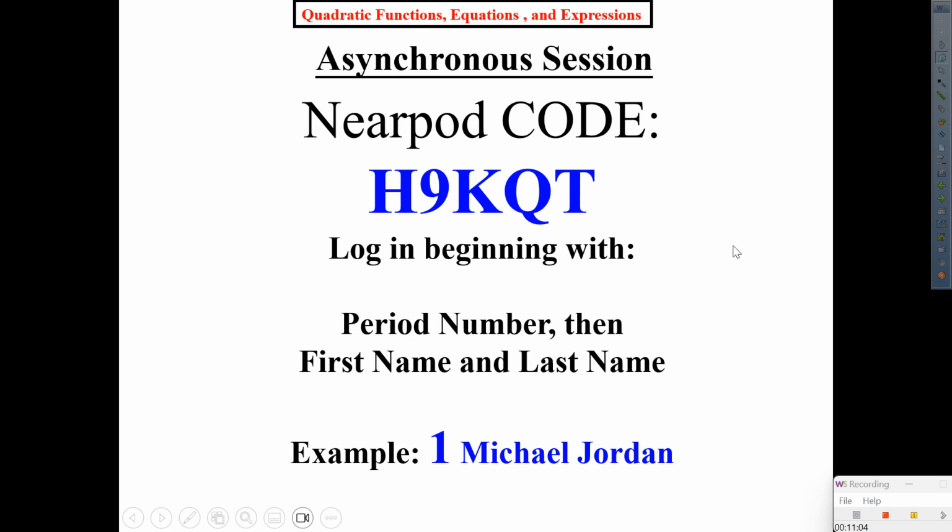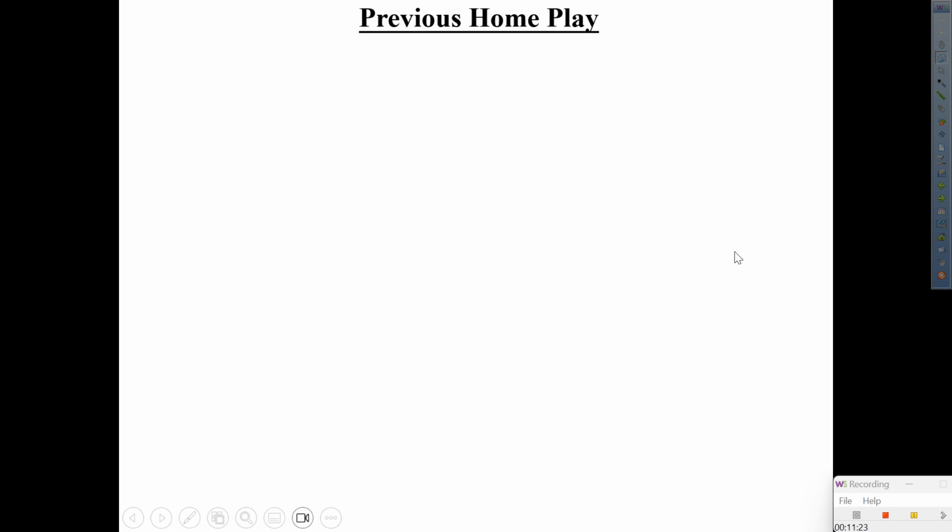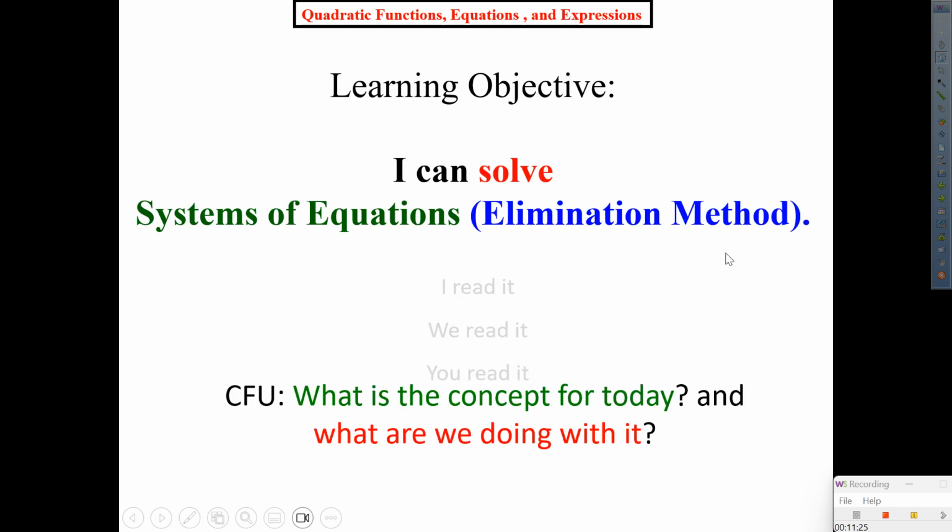All right? So, get a Cornell note going, please. Our objective for today: I can solve systems of equations, and today we're going to be looking at the elimination method. Set it up. I'll give you some time. Go. All right, here we go. I can solve systems of equations by elimination.